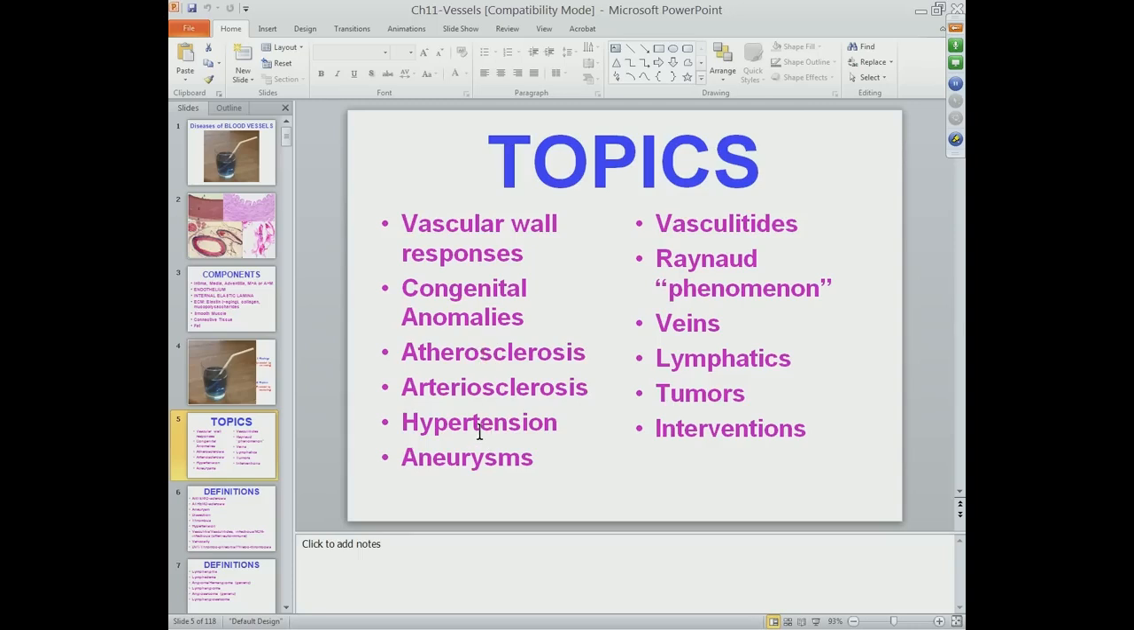We'll talk about what happens in hypertension, aneurysms. Almost all aneurysms are the result of atherosclerosis, but nevertheless we'll talk about them separately as well, because there are other causes. Then we move on to the inflammatory diseases of blood vessels, the so-called vasculitides.